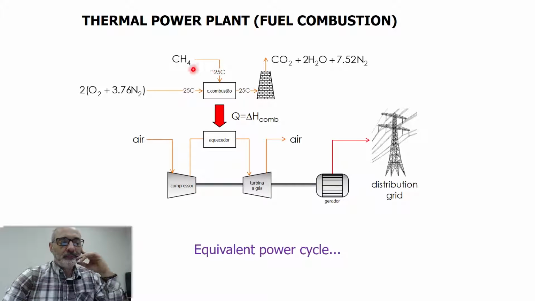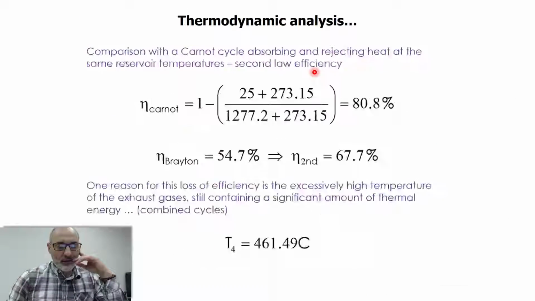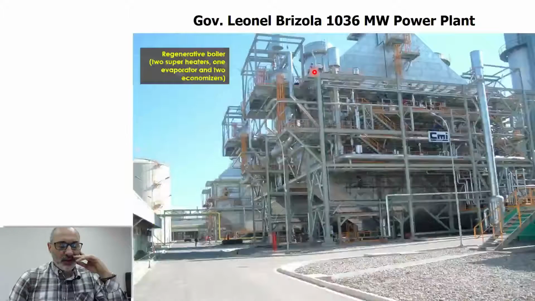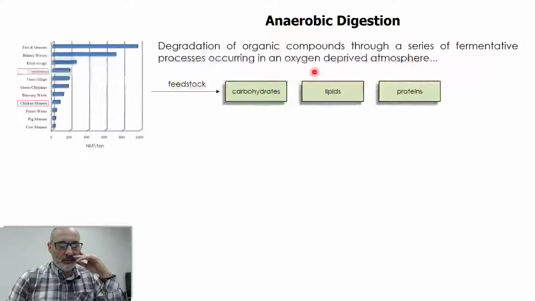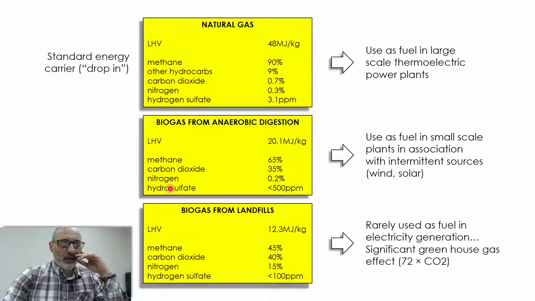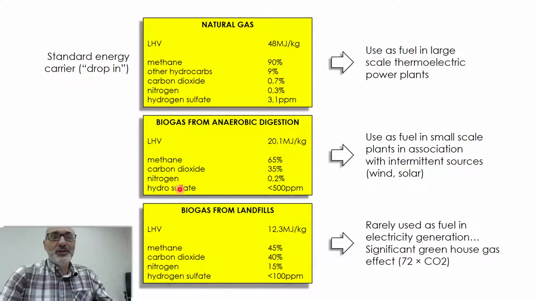Here, when you burn methane, you get water. What happens when you have water mixed with this hydrogen sulfide? You have sulfuric acid, and this is going to destroy your equipment entirely.